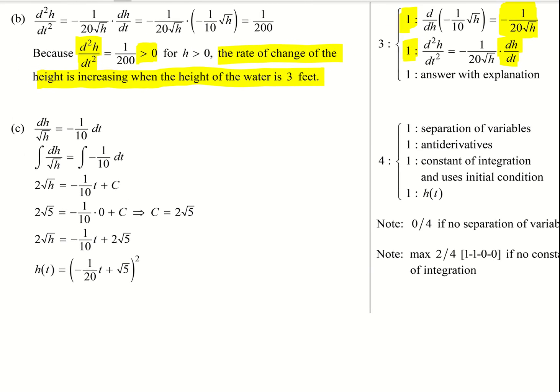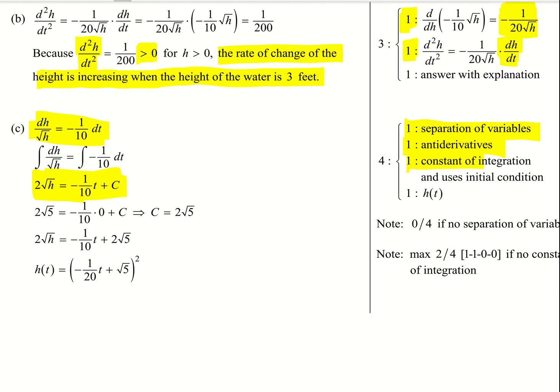Okay, I did separate out the variables as they did here. Okay, my antiderivatives were correct. You get 1 point for each side. At least one of those has to be correct in order for them to continue grading. If both of those are incorrect, they will stop grading.